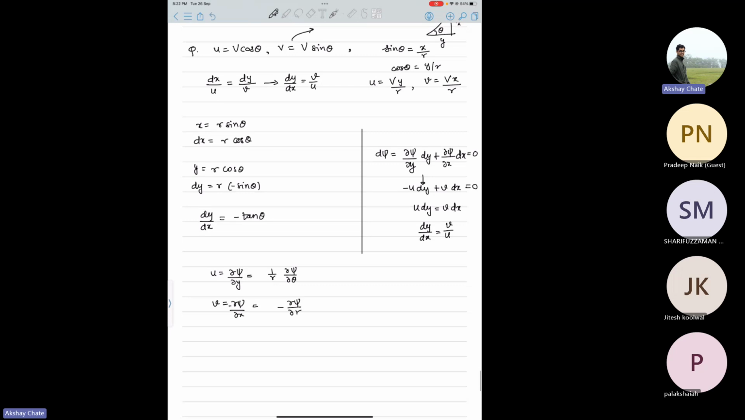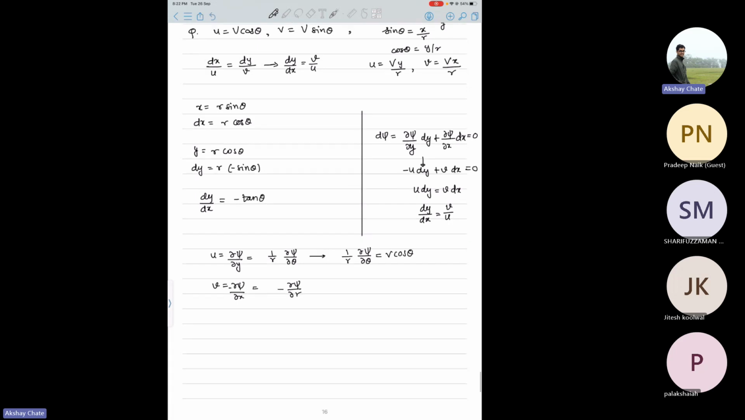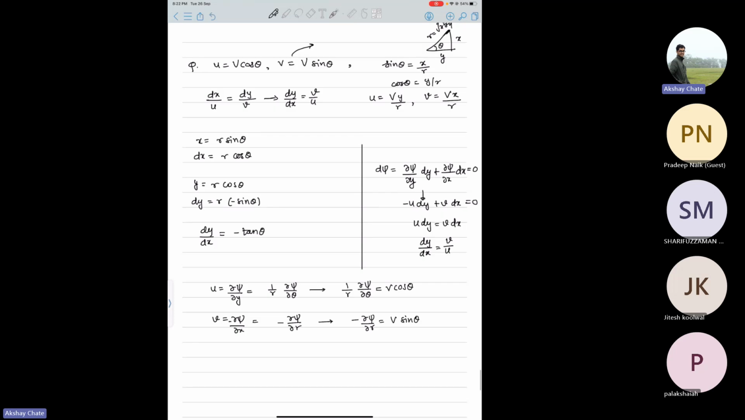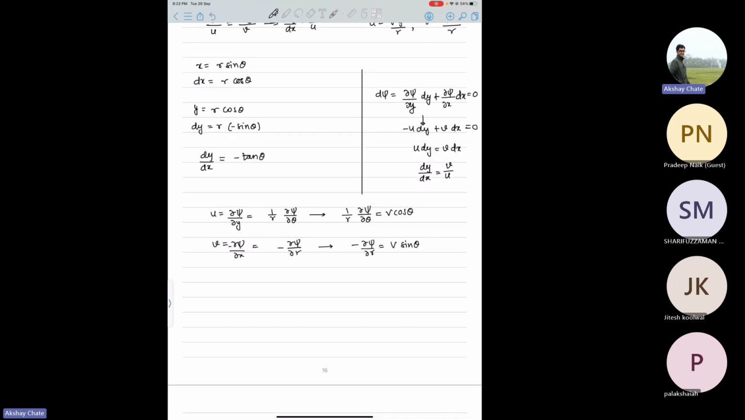Okay. From here, do we get some information? So this 1 by r del psi by del theta is your u, which is v cos theta, and this minus del psi by del r is your v sin theta. Okay. And they want the psi function.